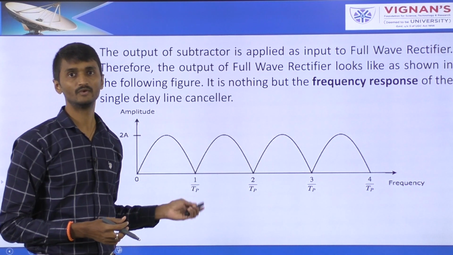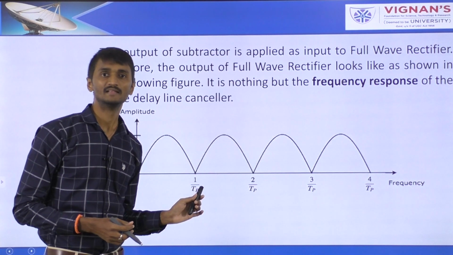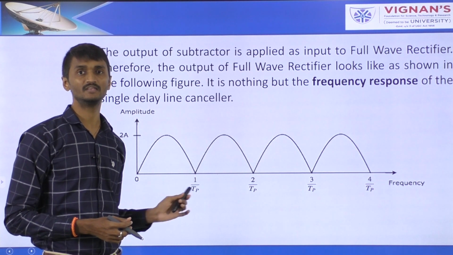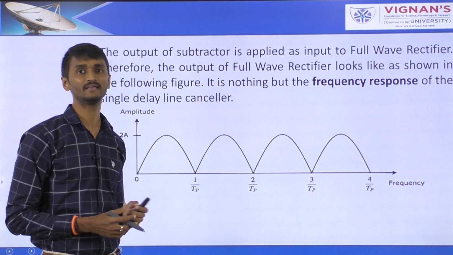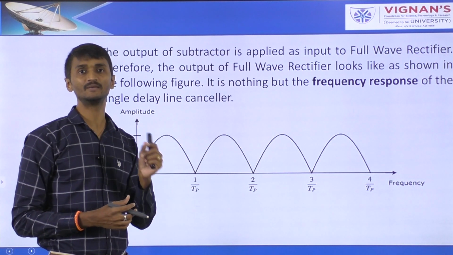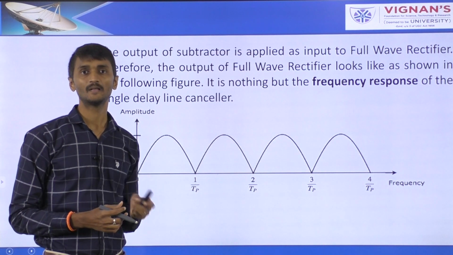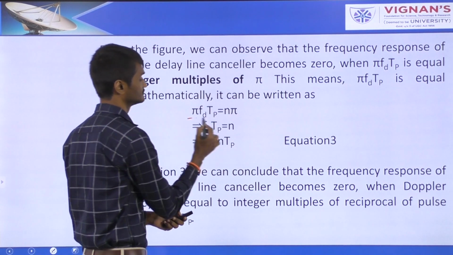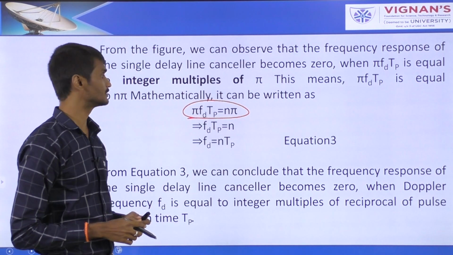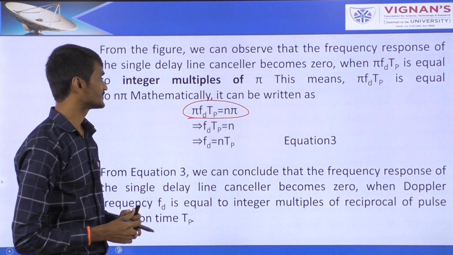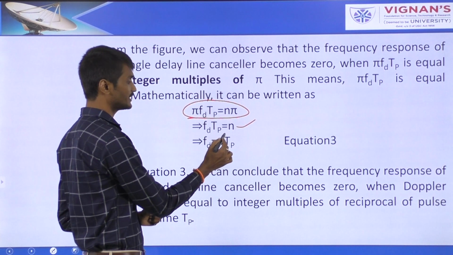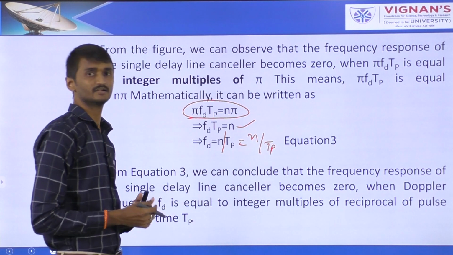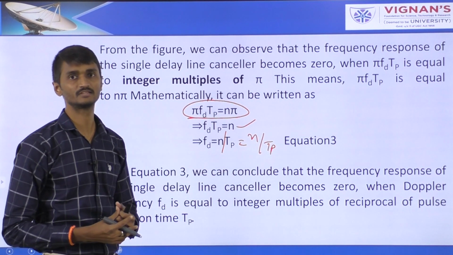From this figure, we can observe that the frequency response of the single delay line canceller becomes 0 when π fd Tp is equal to integer multiples of π. This means π fd Tp equals n π. Mathematically, fd Tp equals n, so fd equals n by Tp. Small correction, n by Tp, that will be considered as equation 3.